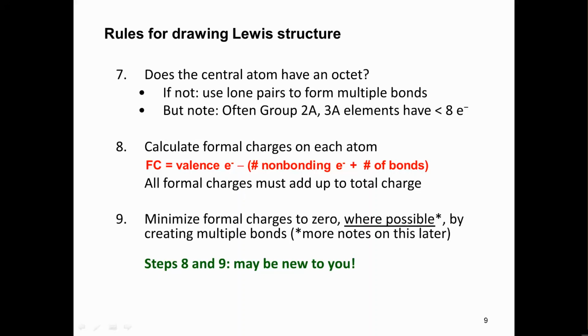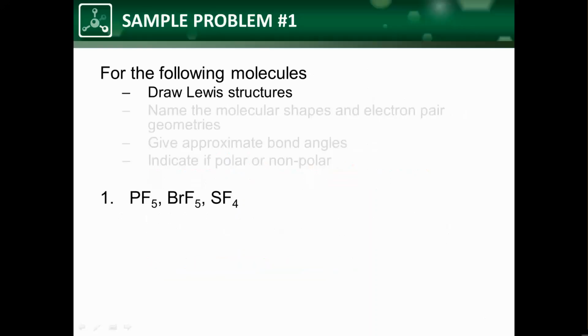Finally, if possible, we're going to minimize formal charges to 0 by creating multiple bonds. We're going to talk about this later by going through some examples. So step 8 and step 9 may be new to you. I strongly encourage you to do as many examples from the end of chapter exercise on drawing Lewis structure as possible to help you familiarize yourself with these new rules.